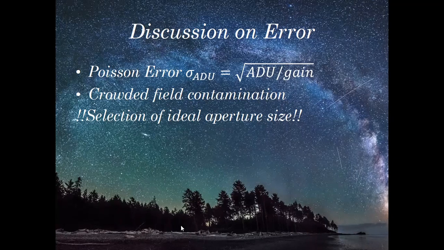Okay. So now we'll have some discussion on errors, as in how the errors are caused. So first is the Poisson error. What is basically Poisson's error? It's basically error caused due to the photon noise, due to the photons being incident on the detector. So how is the photon noise caused?